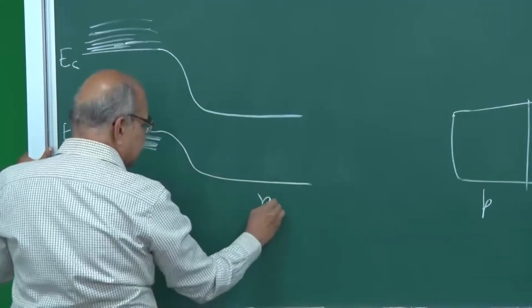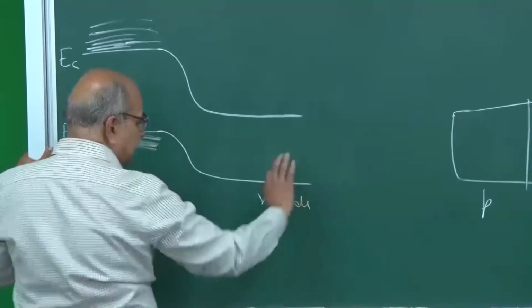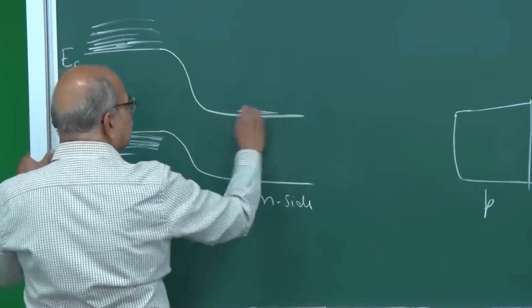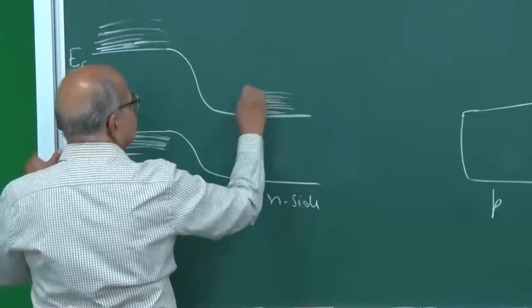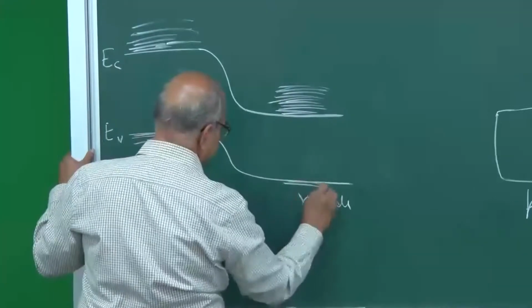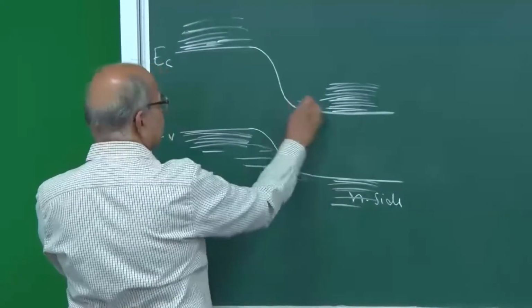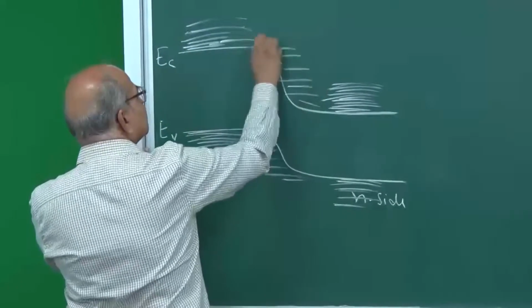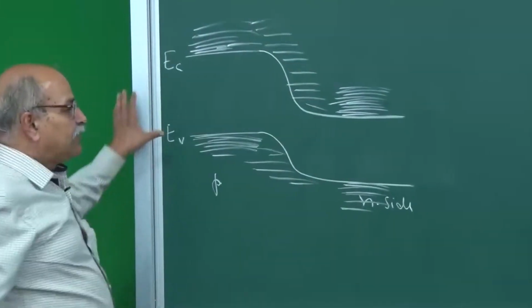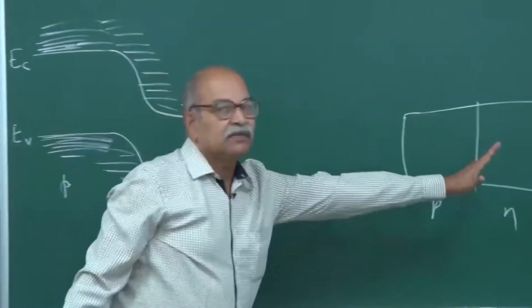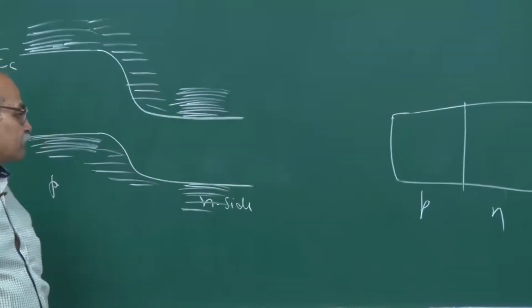This is the n side, which is far away from the junction, and then you have conduction band quantum states here, valence band quantum states here, and so on. So you have this kind of bending of the band as a function of distance from this junction.